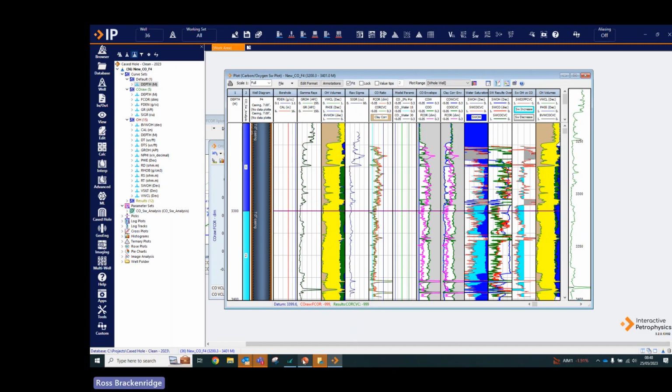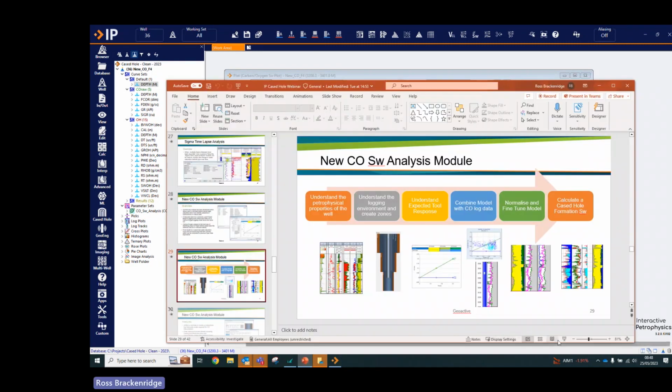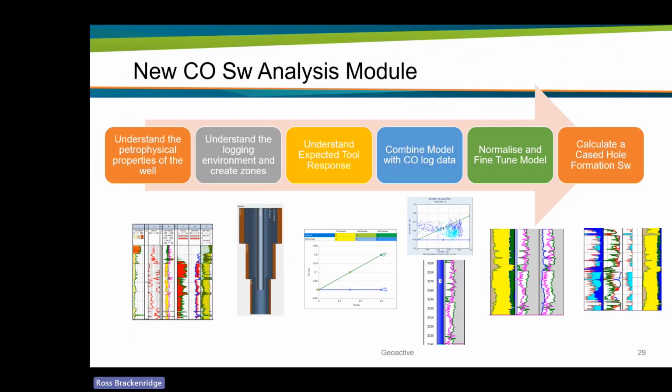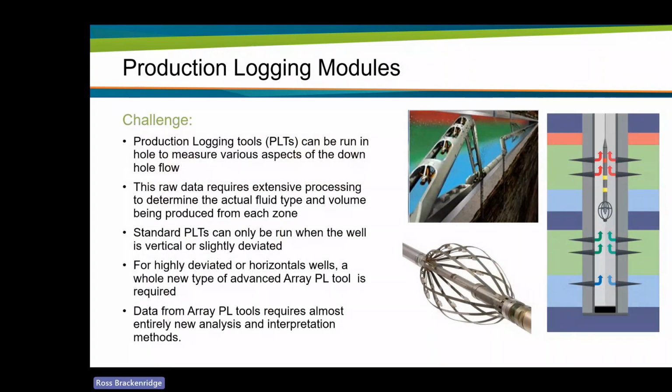So if I just go back, I'll quickly skip through that, we've seen that already. We've gone from looking behind the casing to now actually looking at what's inside the casing. So we're looking at production log data, and we're trying to measure which fluids are being produced by which perforations and the volume of that production.